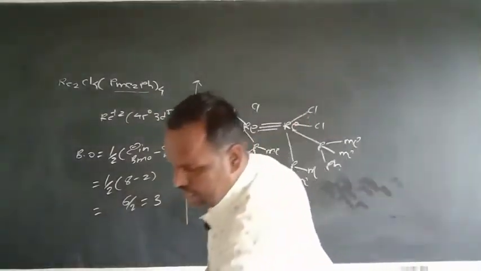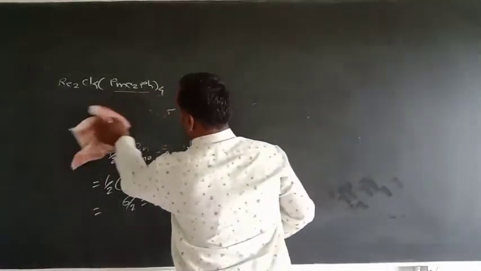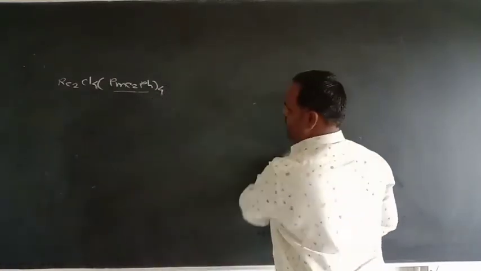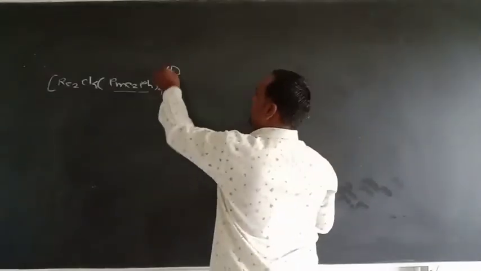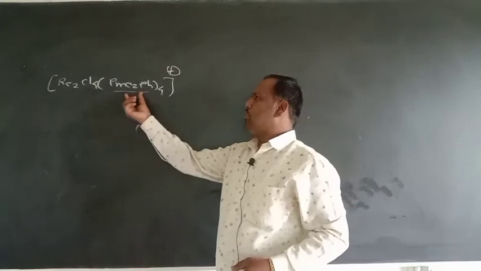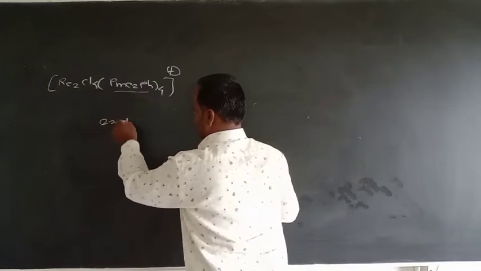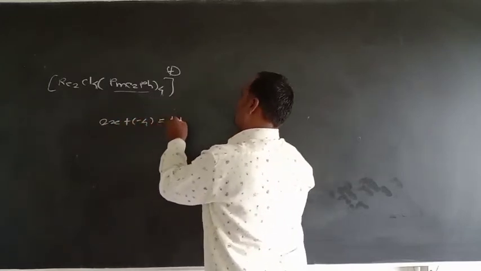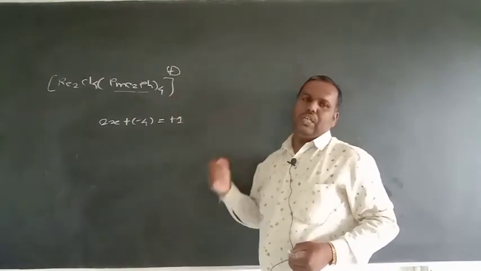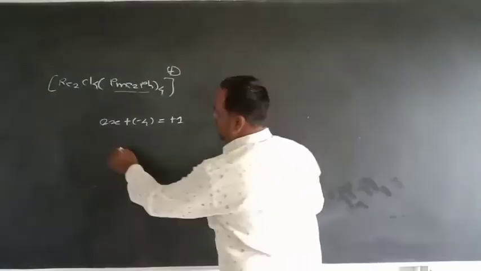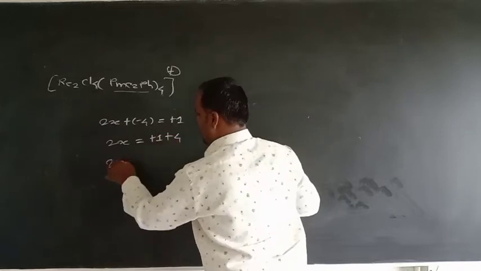So let us discuss the second example, the same example but with a positive charge, the complex having a positive charge. In this case again PMe2PH is a neutral ligand. So if you find out the oxidation state, it is twice X plus -4, which is equal to +1. You consider the overall charge on the complex, which is equal to +1, and therefore twice X is equal to +1 plus 4. So twice X is equal to 5.